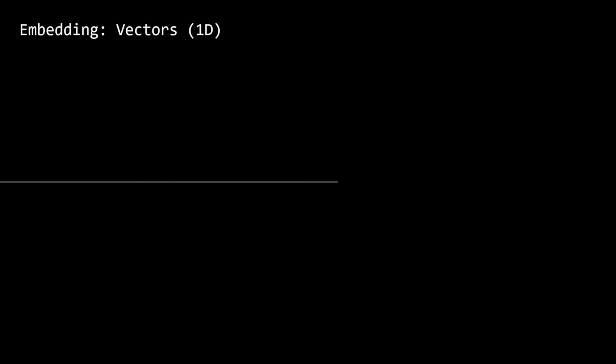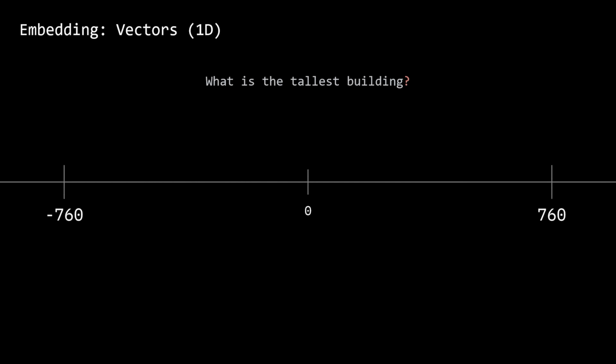And then the second step of LLMs is something called embeddings. The large language model turns those tokens into embedding vectors, essentially a bunch of numerical representations of those tokens, numbers.